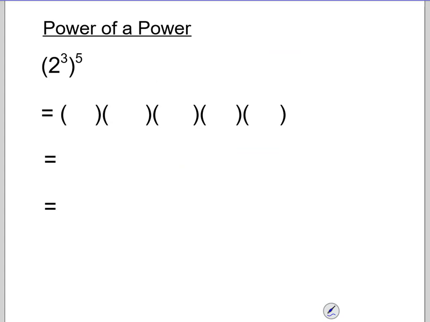Okay, oops, I jumped those out of order. Let's bring that back up there. There we are. Okay, let's try this again. So power of a power is our third rule.